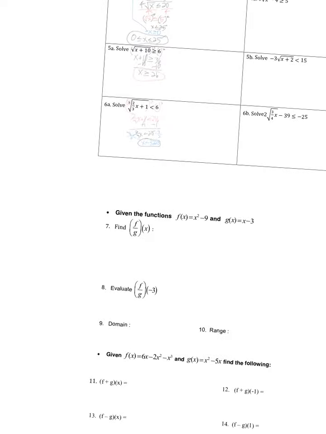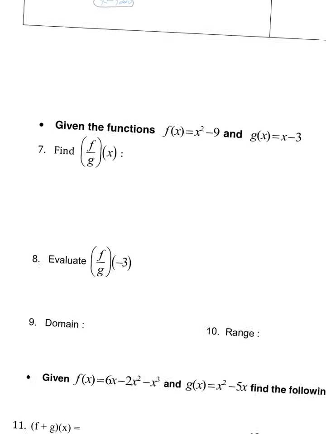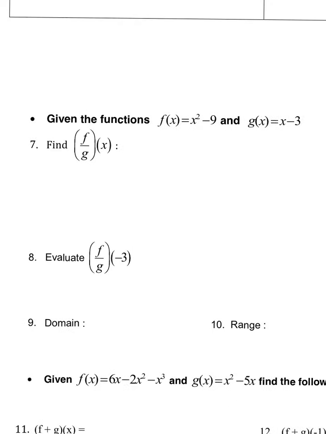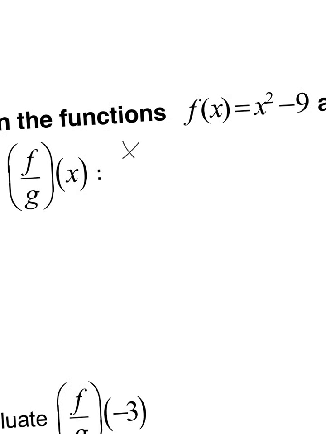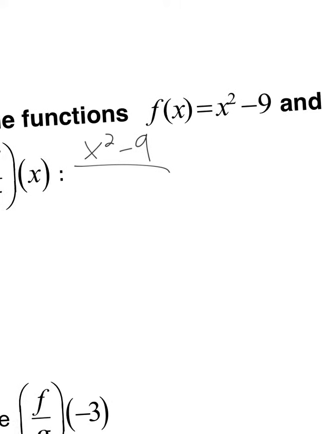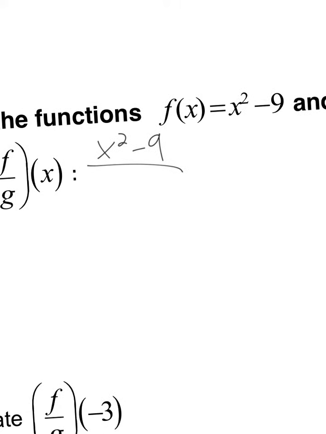Now moving on to number 7, we have x squared minus 9 and x minus 3 as our two functions. Here I'm going to divide the functions because it says f over g. So I'm just going to write x squared minus 9 over x minus 3. Alright, so we're dividing two functions. It's easier to do when, let's just factor x squared minus 9.